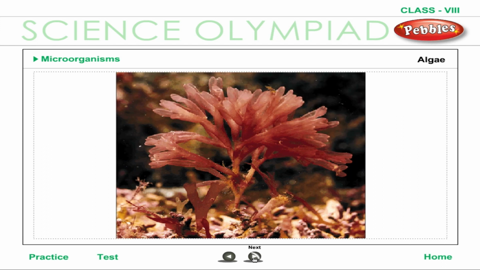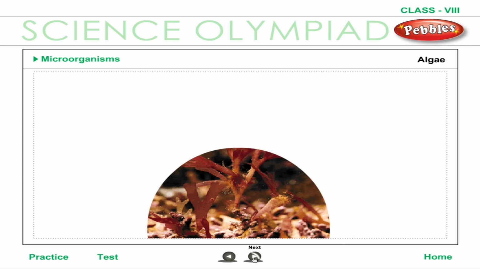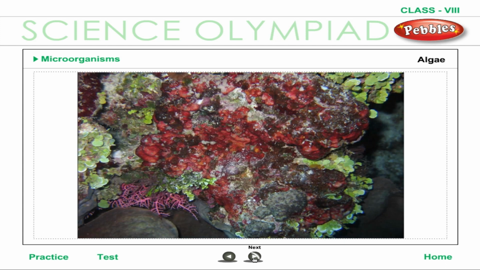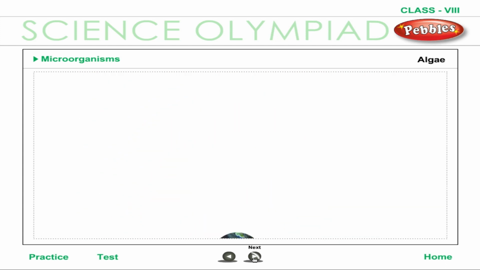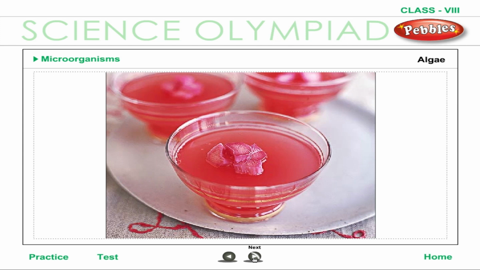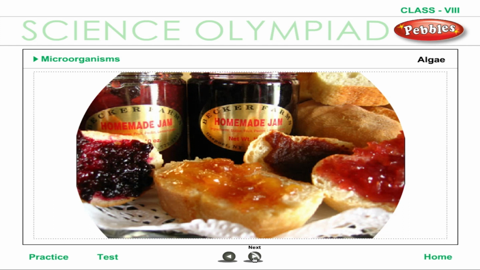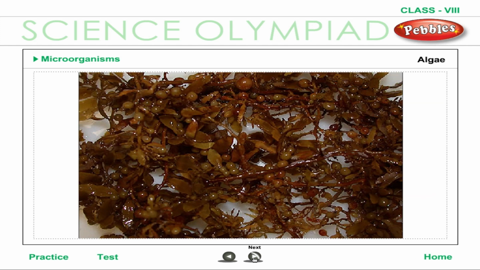Algae. Agar is an excellent setting agent of jelly obtained from the cell walls of a species of red algae. It is used as a thickener in soups, jellies, ice cream, and fruit jams. Brown algae are a rich source of iodine and potassium.